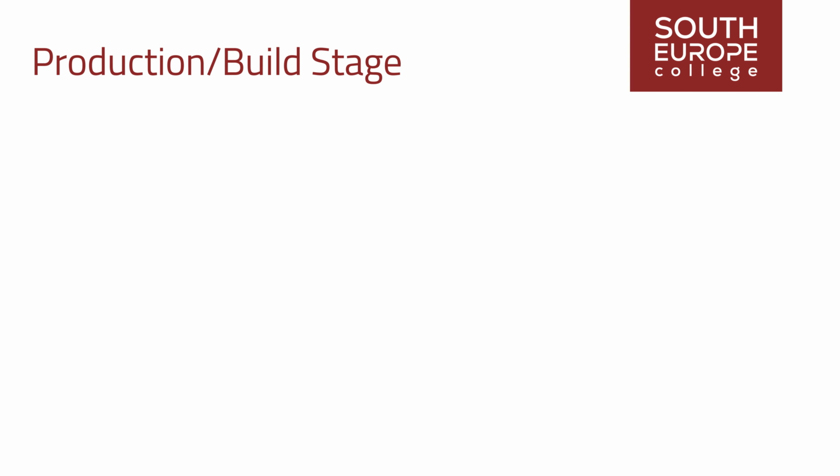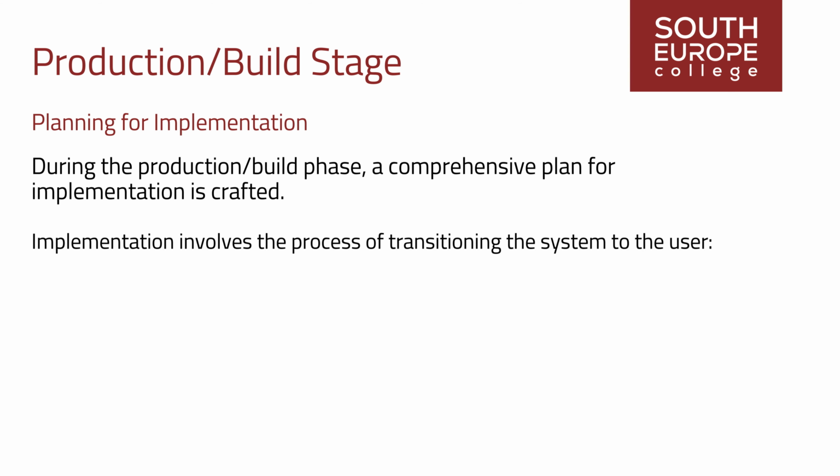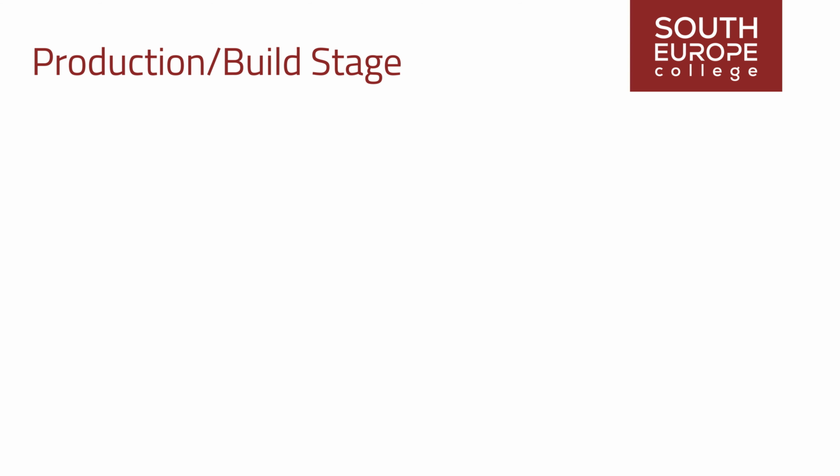In the phased approach to project planning, the project plan's details are progressively filled in as information becomes available. Thus, during the production build phase, a comprehensive plan for implementation is crafted. Implementation involves the process of transitioning the system to the user, with the 2 key activities being system installation in the user's environment and user training for system operation.